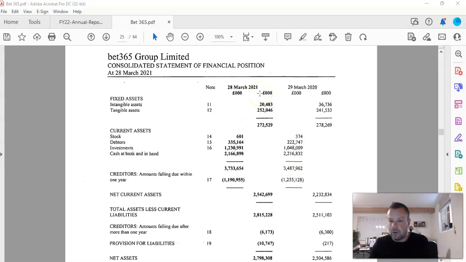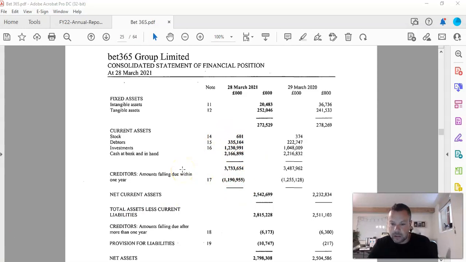So we've got 2021 on the left, 2020 on the right. They have £272 million worth of assets. Most of them are tangible. Remember, we've got that difference between tangible assets and intangible assets. Then moving down the page, we have the current assets and the current liabilities, or as they're known here, the creditors' amounts falling due within 1 year.